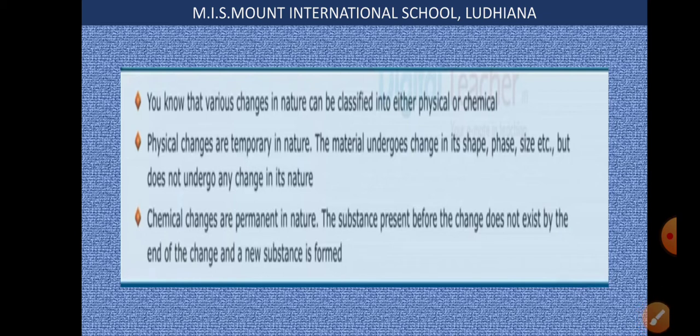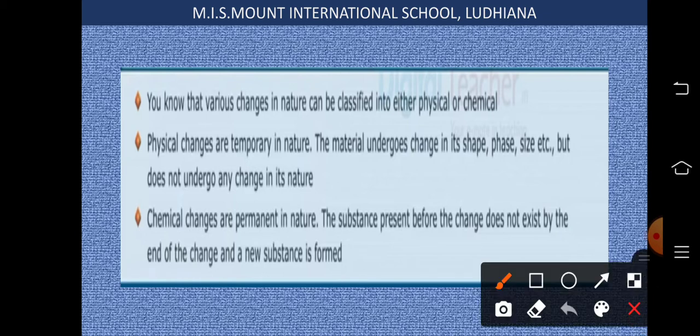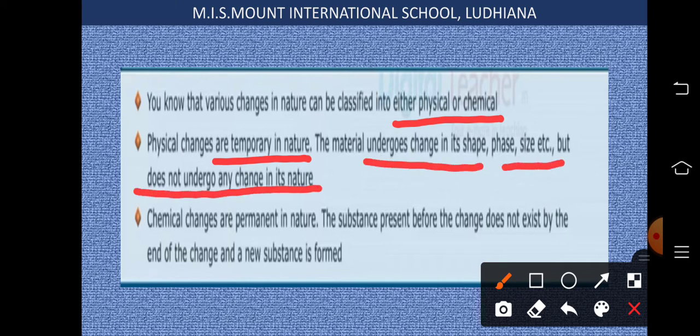Now students, we know that there are various changes in nature which can be classified as physical or chemical changes. Physical changes, as we all know, are temporary in nature and the material undergoes change just in the shape, phase, size, etc., but does not undergo any change in its nature. Right? We will do some examples of it also.